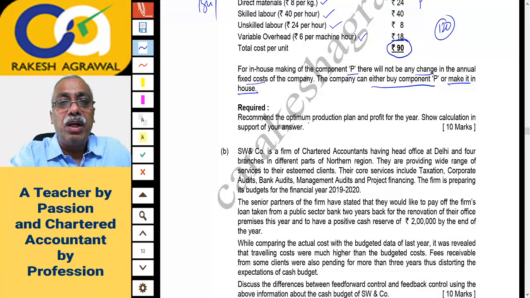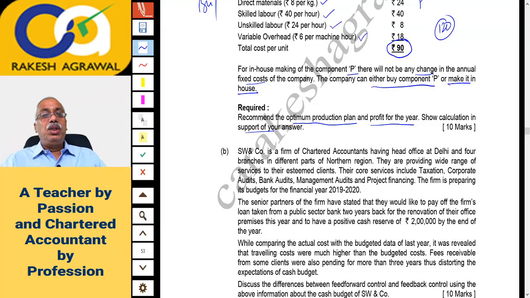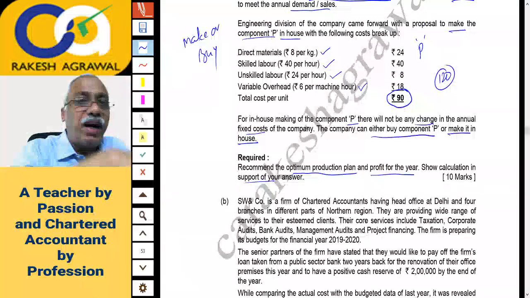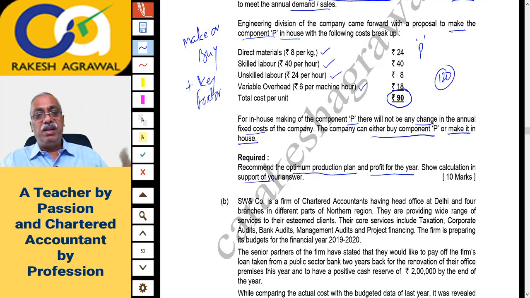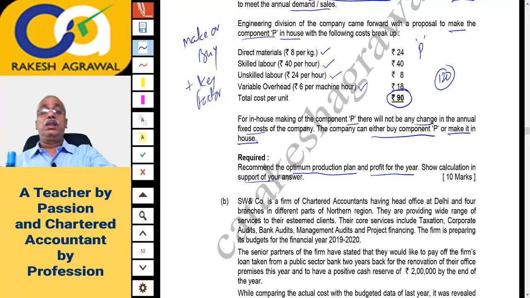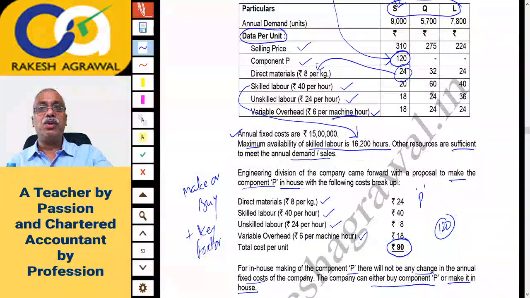It seems required to recommend optimum production plan and profit for the year and show calculation in support of your answer. Okay, recommend the optimum production plan, best production plan using that key factor. So my dear friend, it's a question of make or buy plus key factor. We have solved many such questions in the classroom. So make or buy with key factor. I'll wait for some time, just go through the question. Just form your opinion, then I will discuss and then we'll go to the solution. Just try to form your opinion.